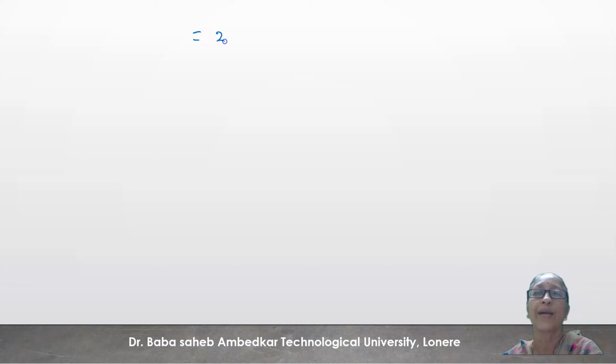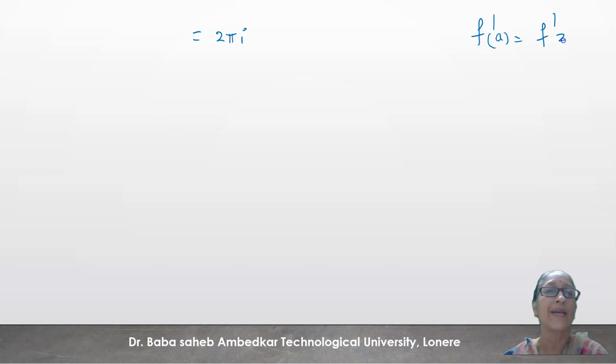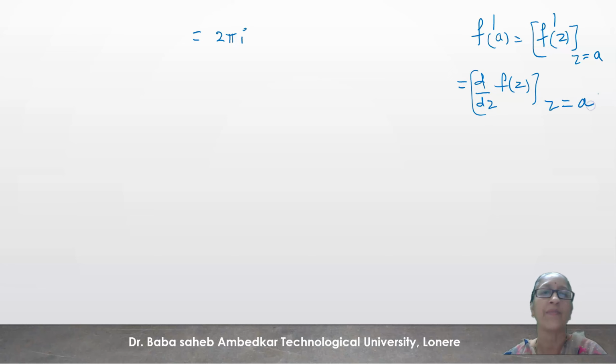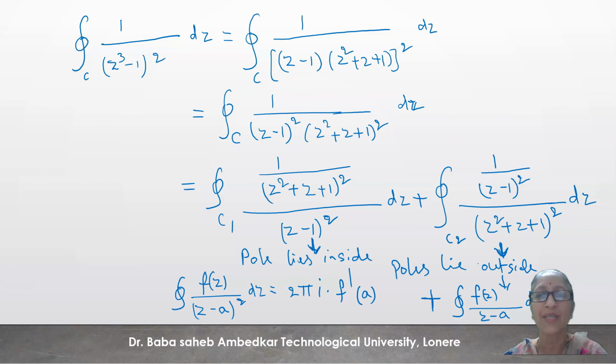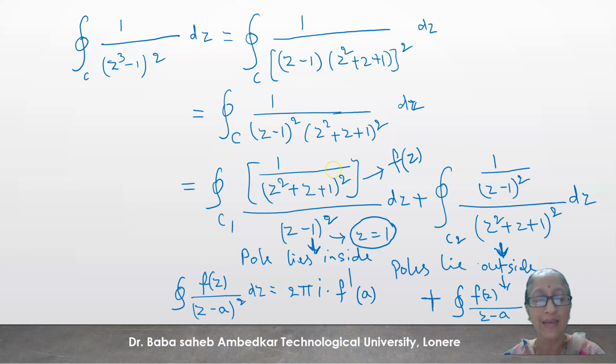Which is equal to 2 pi i into f dash of a. What is f dash of a? Here f dash of a equals the value of f dash of z at z equal to a. That means d by dz of f of z at z equal to a. Right. So here let us write d by dz of f of z, meaning this numerator. What is this numerator? This whole thing is f of z. Then here a equal to 1, here z equal to 1. So we have to apply this value to this f of z.